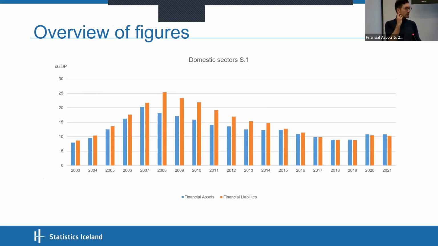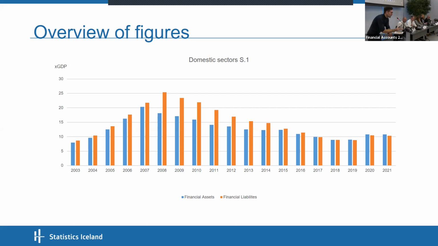Okay, coming to the overview of the figures. Here I'm showing you total financial assets and liabilities of the domestic sectors only. The difference between assets and liabilities would then be the net foreign position. These are massive figures as well, with a lot of zeros, so really the only way of viewing them is in terms of GDP. There you can see maybe the rise of the Icelandic banks prior to the Great Crisis, and then the fall, and then the steady decline of financial assets and liabilities. At their height, there were around 25 times GDP in Iceland. I believe the fall of the Icelandic banks is quite famous now.